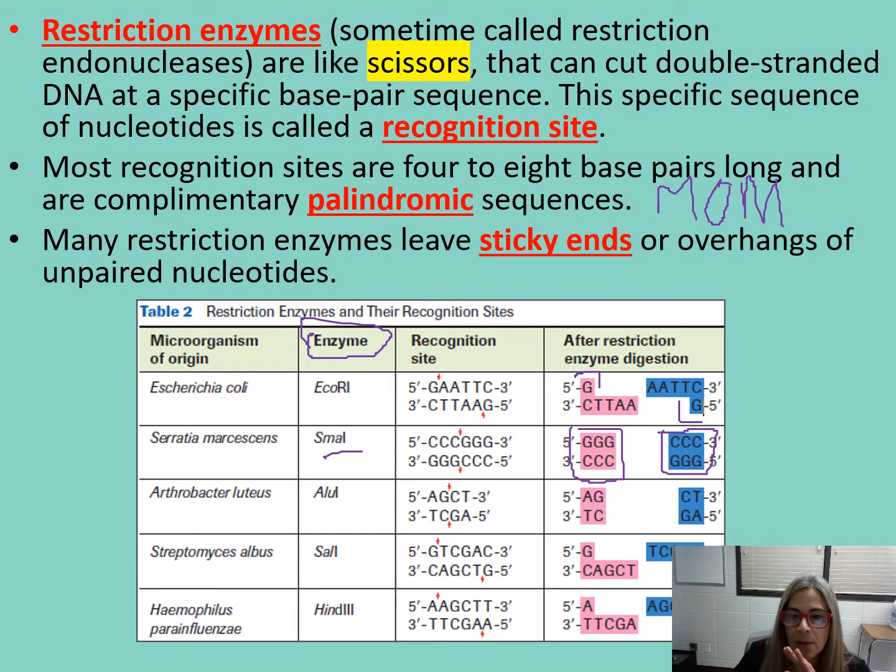But the whole point here is after the restriction enzyme, we call it digestion, after the restriction enzyme digests the DNA strand and cuts out those base pairs in question, then we end up with either a sticky end situation or a blunt end situation. Now in terms of the palindrome piece, this is what we're talking about. So see, for this blunt end here, we have GGG, CCC, and then we have CCC, GGG. So they're opposite from front to back.